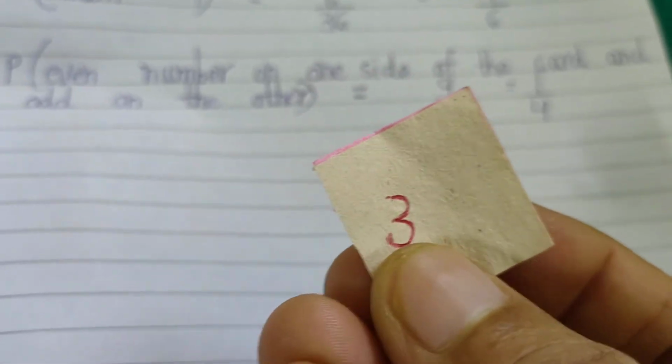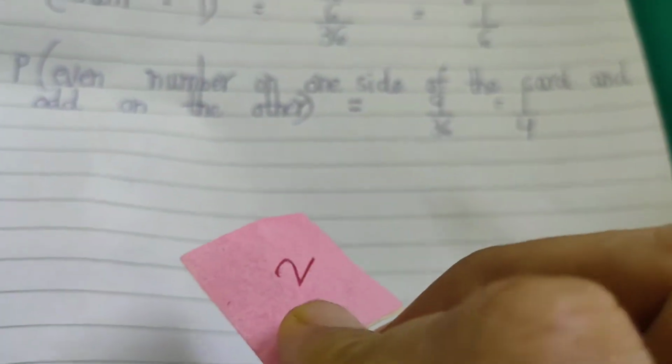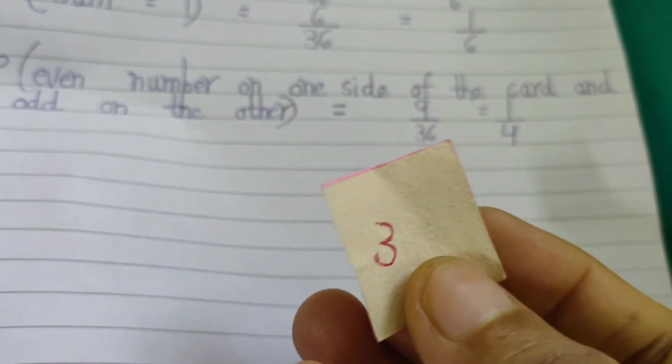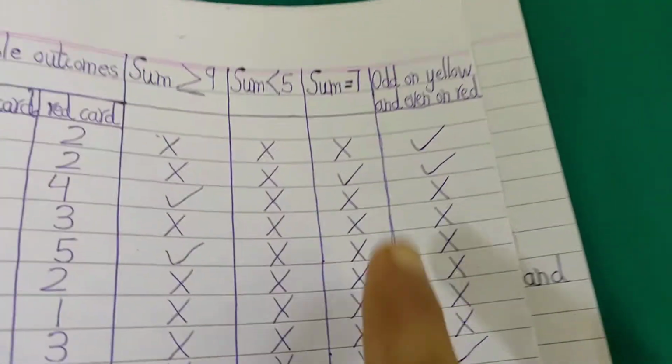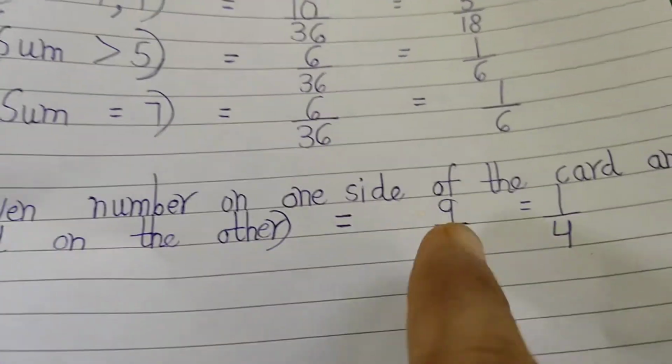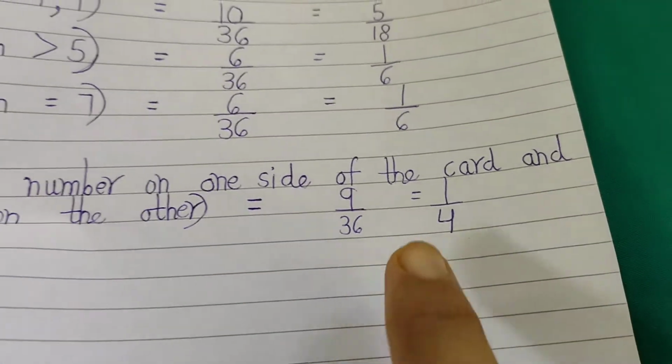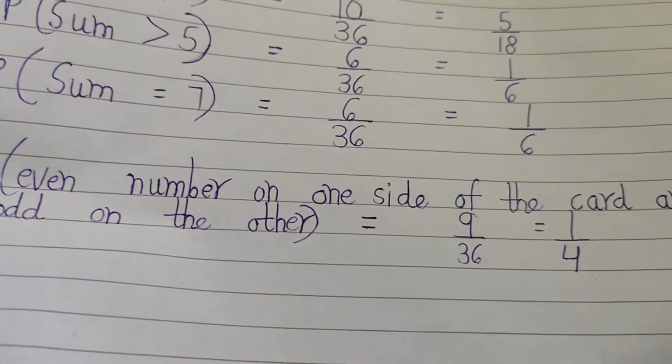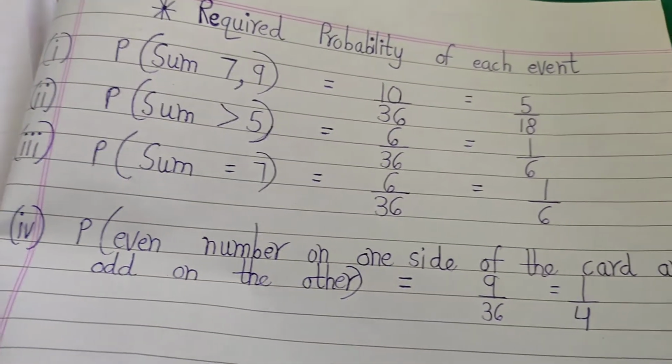For example, you can see that 3 is the first dice and this pink is the second dice. So we have 3 2, that is odd on the first dice and even on the second dice. If you count such entries, you will find them in total to be 9. So 9 by 36, so the total will be 1 by 4. So this is how you have to complete your activity number 3.